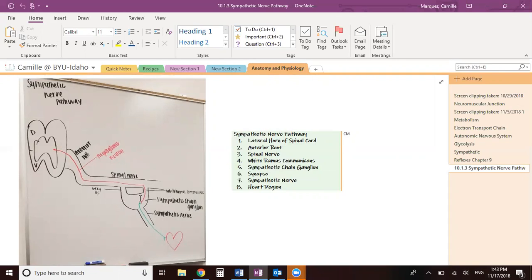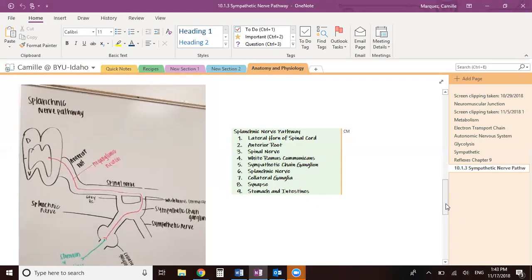Where things get a little bit different is that instead of synapsing there and the postganglionic neuron going up through the gray ramus communicans, the postganglionic nerve will go down the sympathetic nerve, which will then eventually lead to our heart. And so that's the sympathetic nerve pathway. Again, it's using the sympathetic nerve, hence its name.